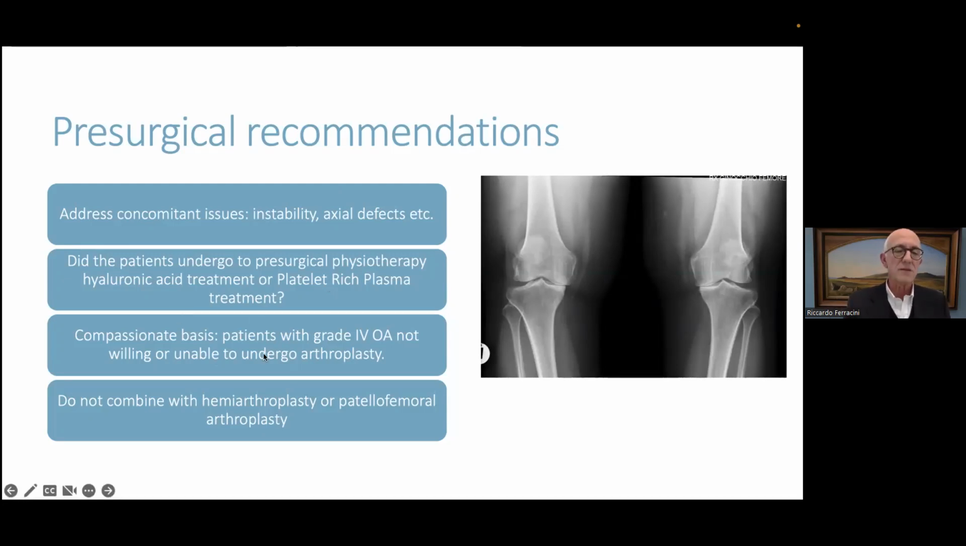On a compassionate basis, we treat patients with grade 4 osteoarthritis, elderly patients, or other patients who are not willing or unable to undergo arthroplasty. But normally, we don't treat, at this point, grade 4, whether MRI grade 4 or X-ray grade 4.